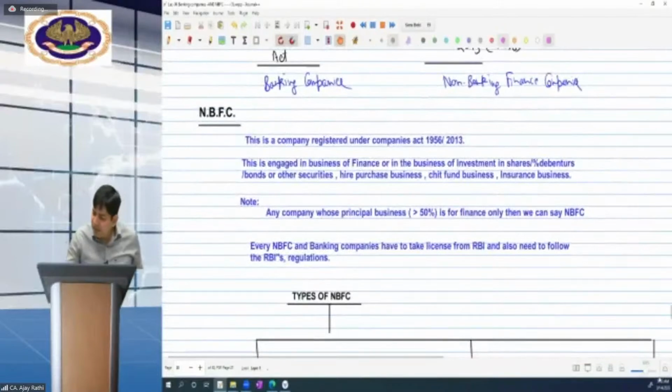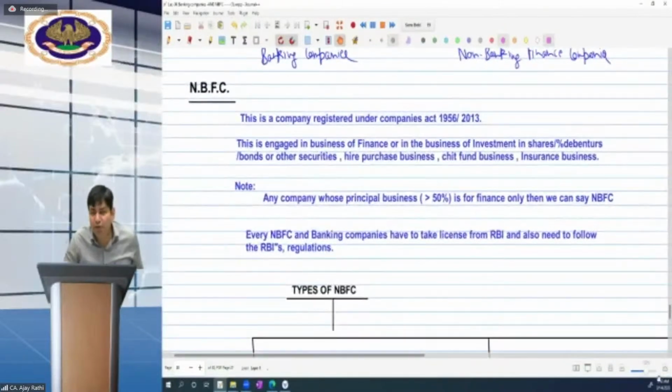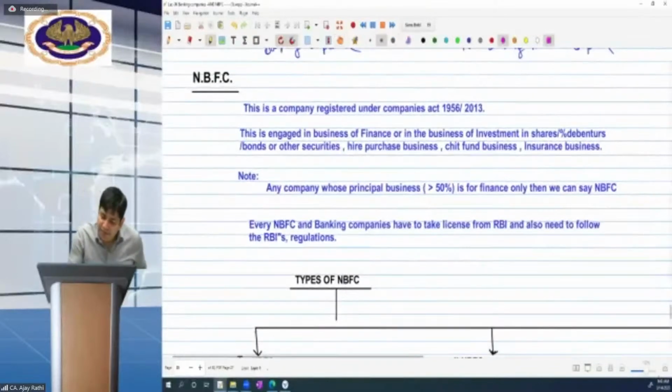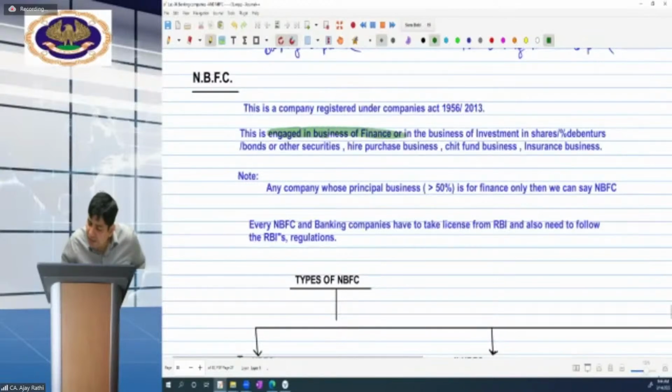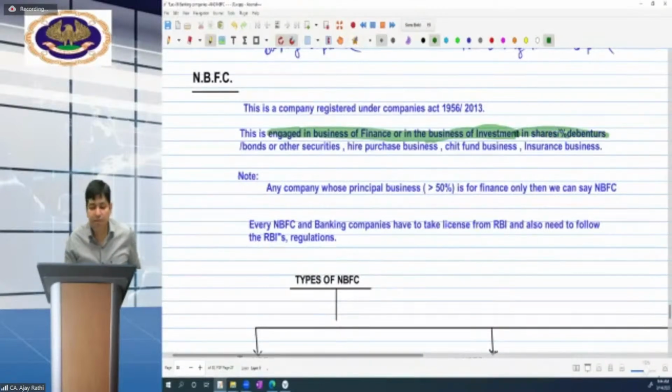Beta, see, I have already prepared some slide for you that will be uploaded today. Okay. See, please read this. This is a company registered under Companies Act. This is engaged in the business of finance or in the business of investments in shares or debentures, bonds or other securities, hire purchase business, chit fund business, insurance business, etc. Beta, remember the difference is there. Normally, NBFC does not accept deposit, but there is nothing which restricts NBFC to take deposit.